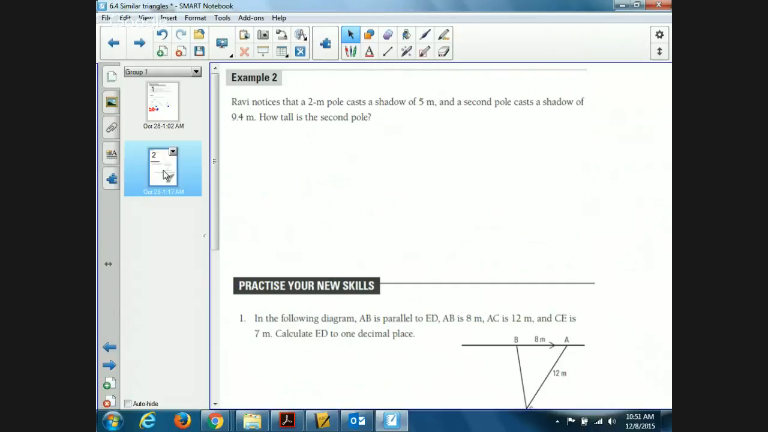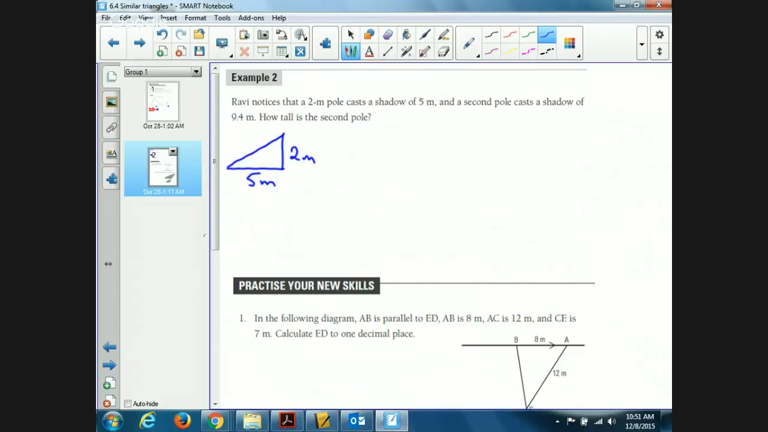Example 2, and then I'll just turn you loose on these. Ravi notices that a 2-meter pole casts a shadow of 5 meters, and a second pole casts a shadow of 9.4. How tall is the second pole? Now, we're going to assume the pole goes straight up. If this is 5 meters and this is 2 meters, 2 meters, 5 meters. Right.